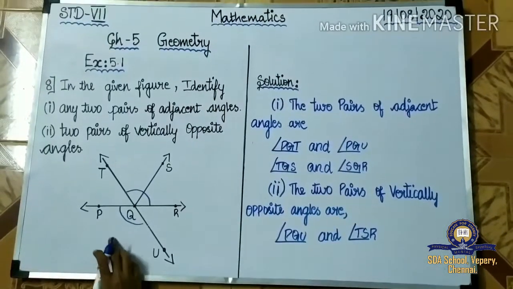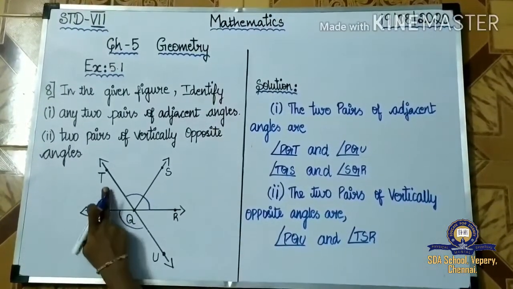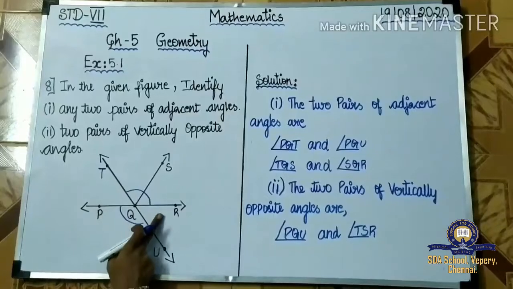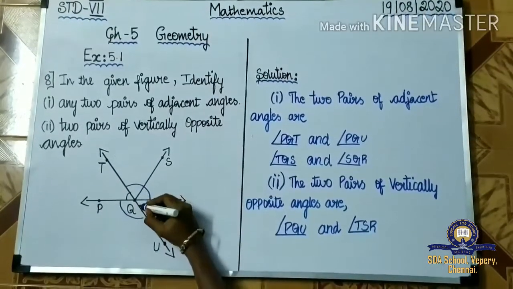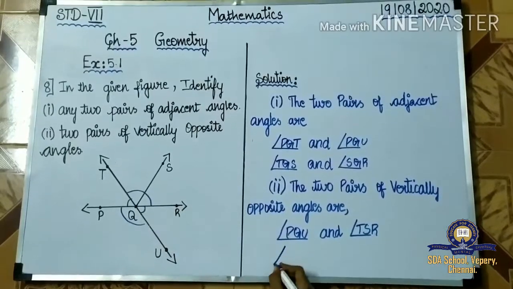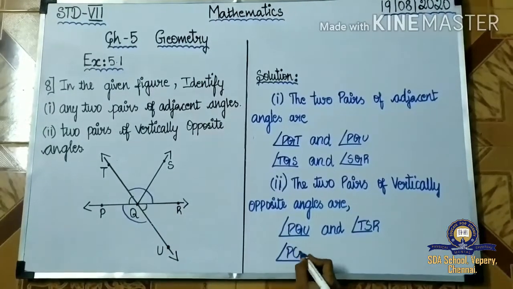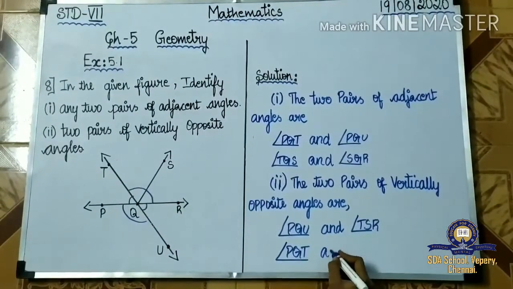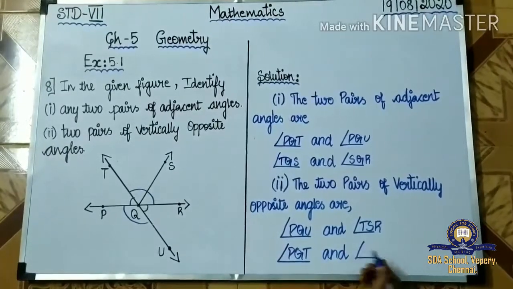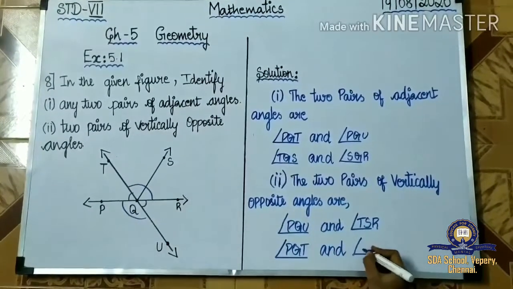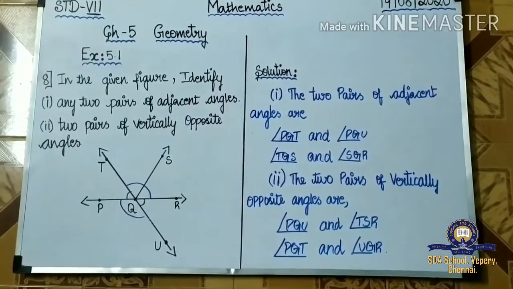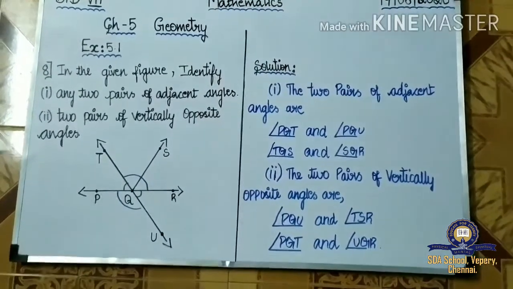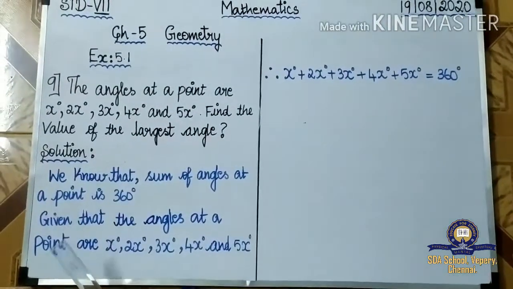And next, angle PQT is vertically opposite to angle UQR. So, you mark the angle. Angle PQT is vertically opposite to angle UQR. Are you clear, students? Move on to our 9th sum.